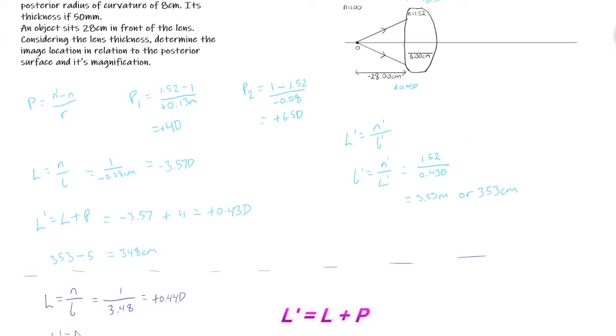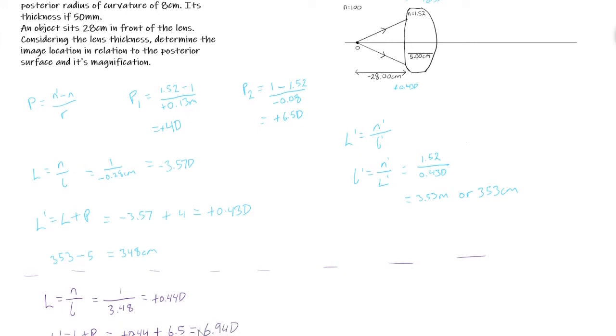And with this, we can use our vergence relationship, same from above. L prime is equal to L plus P, and we are doing this, guys, to find the image vergence. So for our image vergence, we need to use the power 6.5. Remember we calculated that earlier, P2. So we're going object vergence 0.44 plus our power 6.5 diopters, and this is going to give us a total of 6.94 diopters.